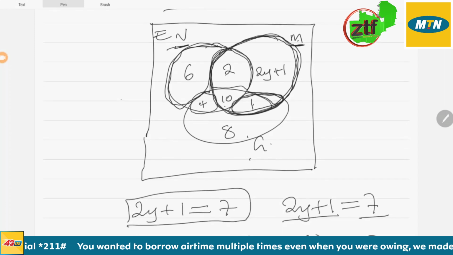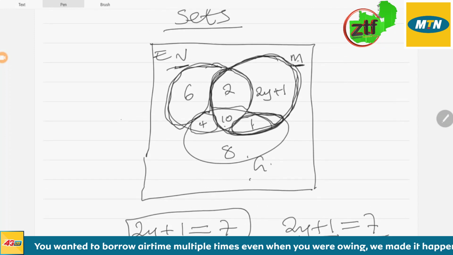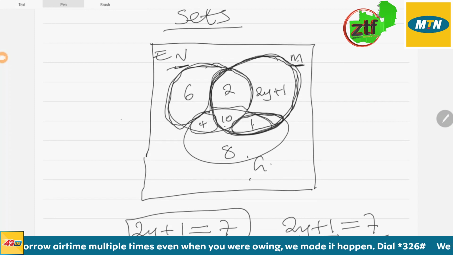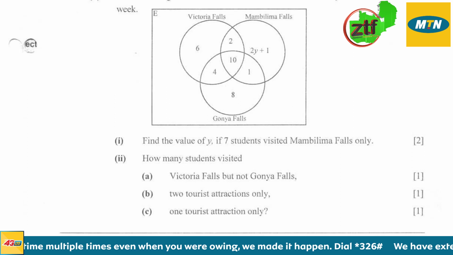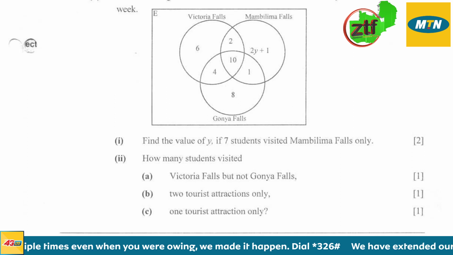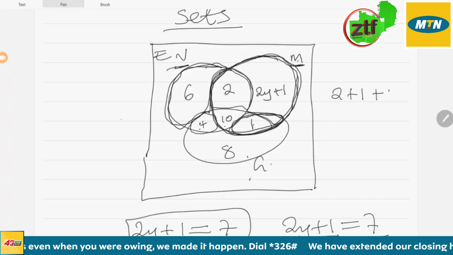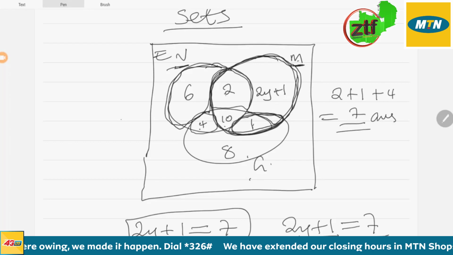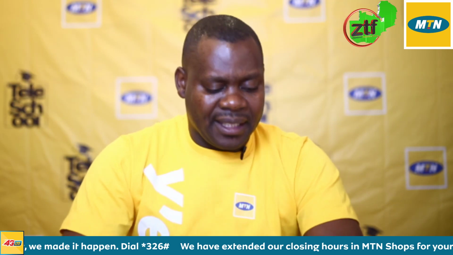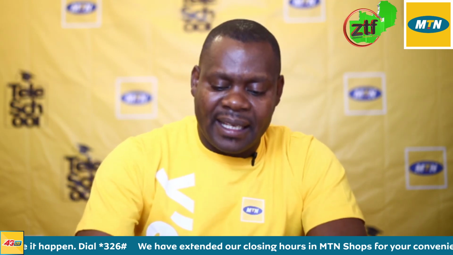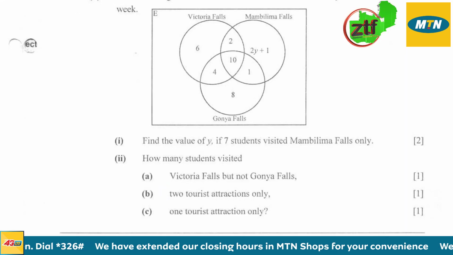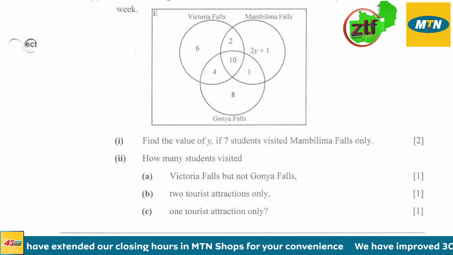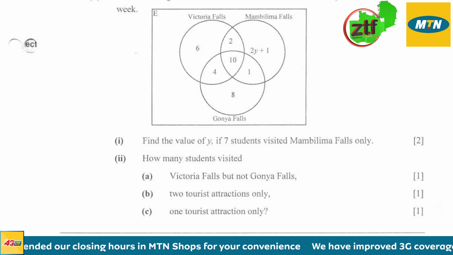So to answer this question, how many students visited two tourist attractions only, we are going to have the first one 2 plus this 1, then plus this 4. And this gives us 2 plus 1 plus 4, and we have our answer as 7. Right, so that is what you expected. Now the next question: how many students visited one tourist attraction only?